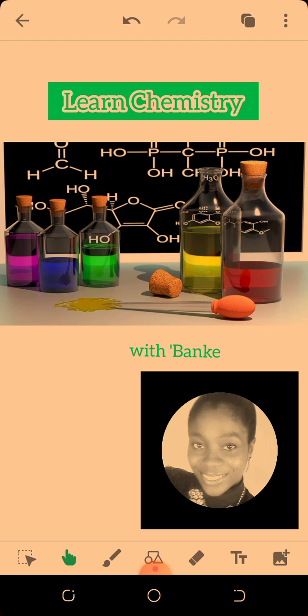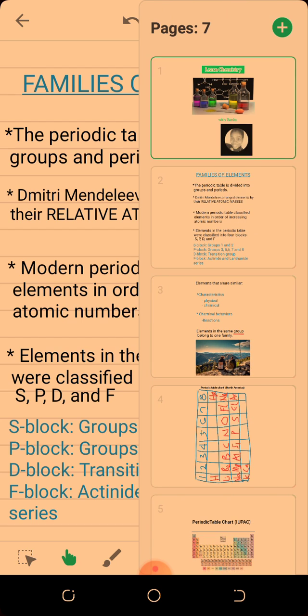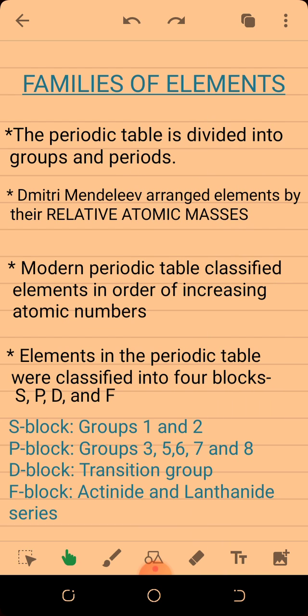Today you will learn about the families of elements that are found in the periodic table. You will also learn what distinguishes each family from the other. So, you recall that the periodic table is divided into groups and periods.